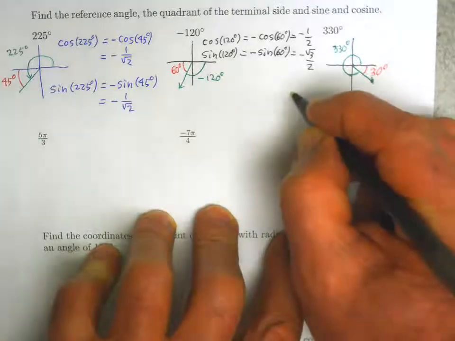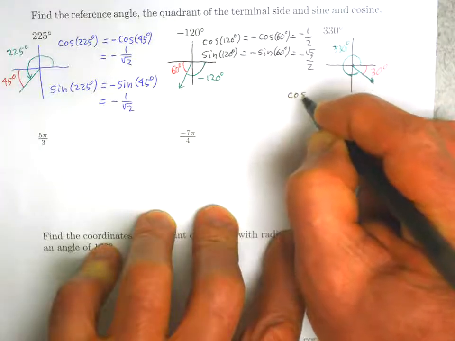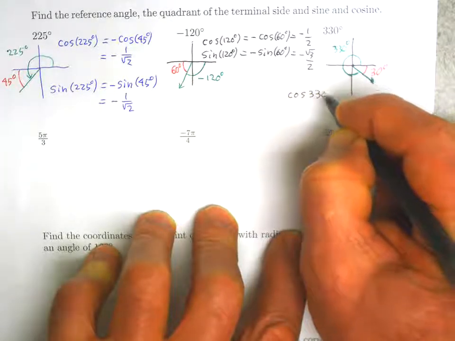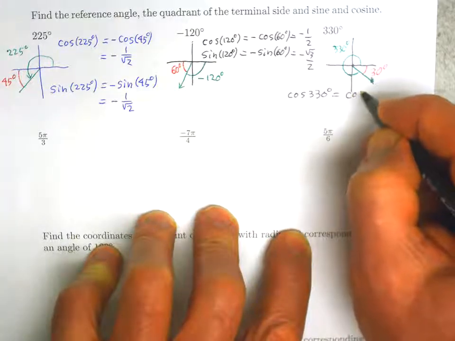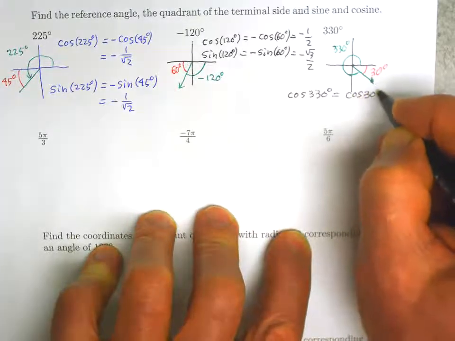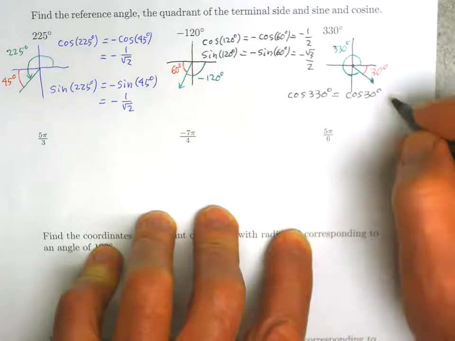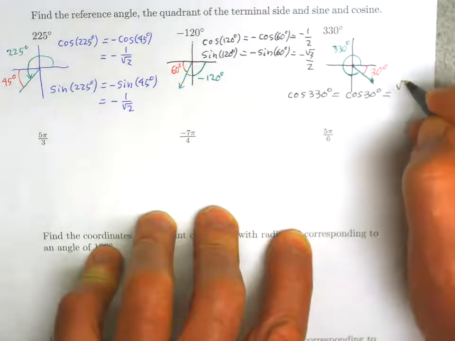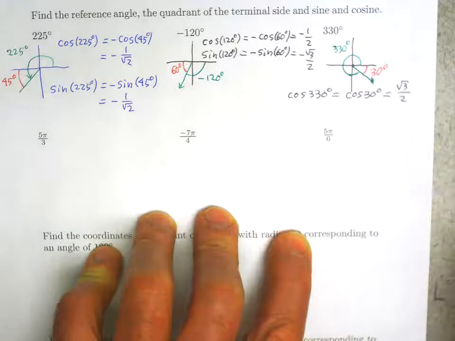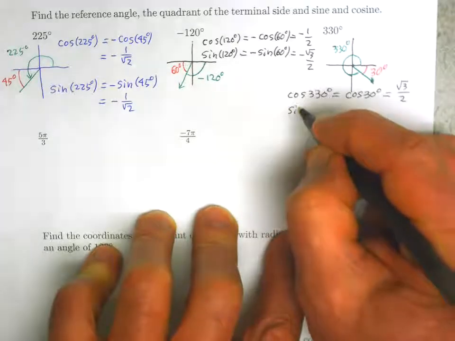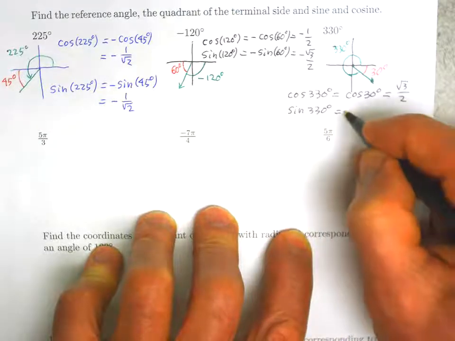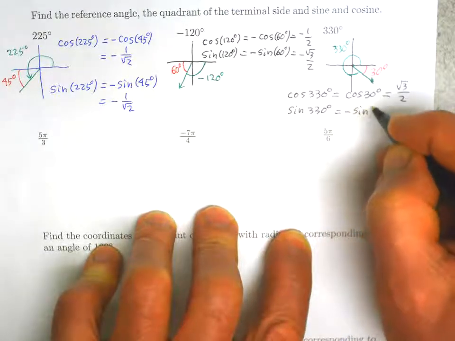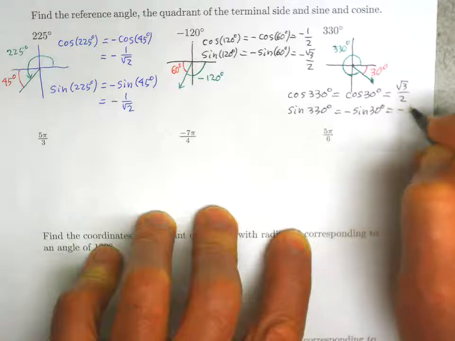Okay, so cosine of 330 degrees is equal to cosine of 30 degrees because they're both positive. And this is the square root of 3 over 2. And the sine of 330 degrees is equal to the negative of the sine of 30 degrees, or negative 1/2.